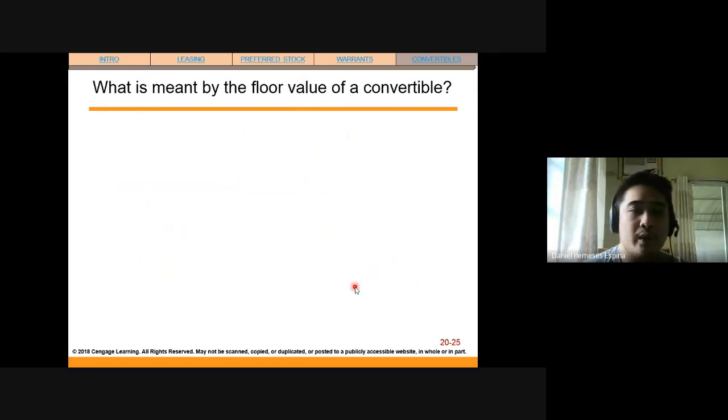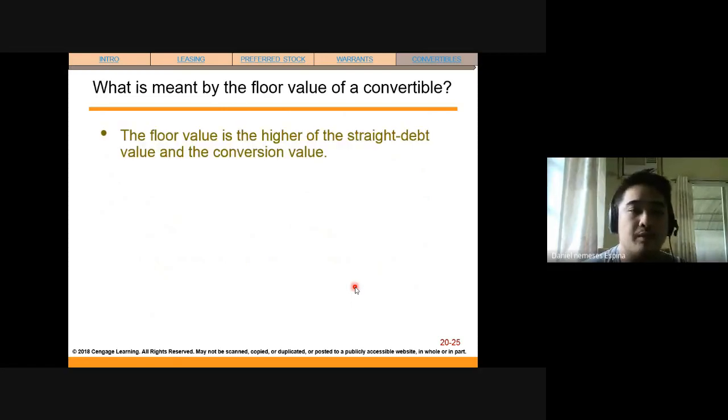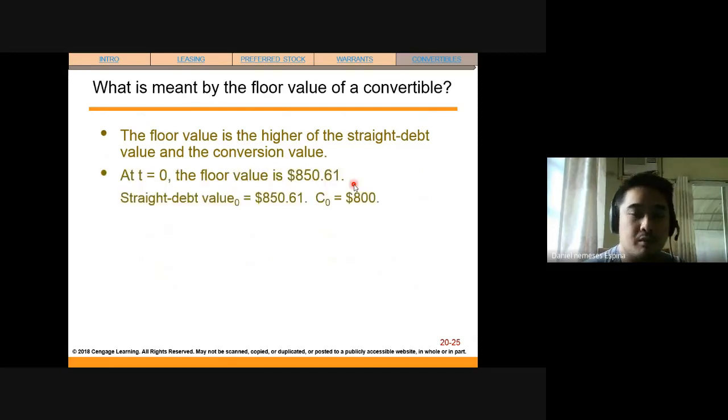So what is meant by the floor value of a convertible? The floor value is the higher of the straight debt value and the conversion value. So the floor value is whichever is higher between the bonds or debt without warrants that cannot be converted, and the conversion value.